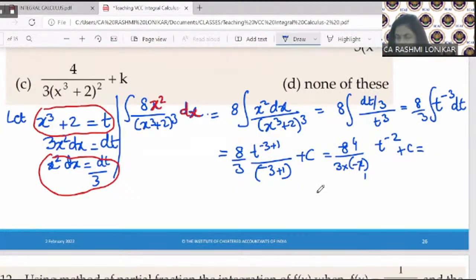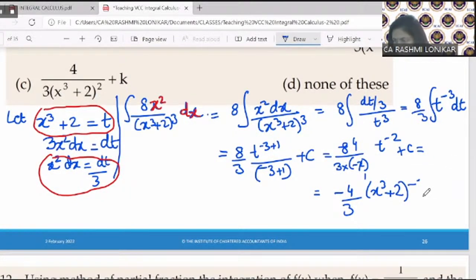Okay, so this will become minus 4 upon 3. This 2 and 8 cancels. So this is minus 4 upon 3. Instead of t, what do I write? x cube plus 2 raised to minus 2 plus c, which is equal to minus 4 upon 3. I have 1 upon x cube plus 2 raised to 2.